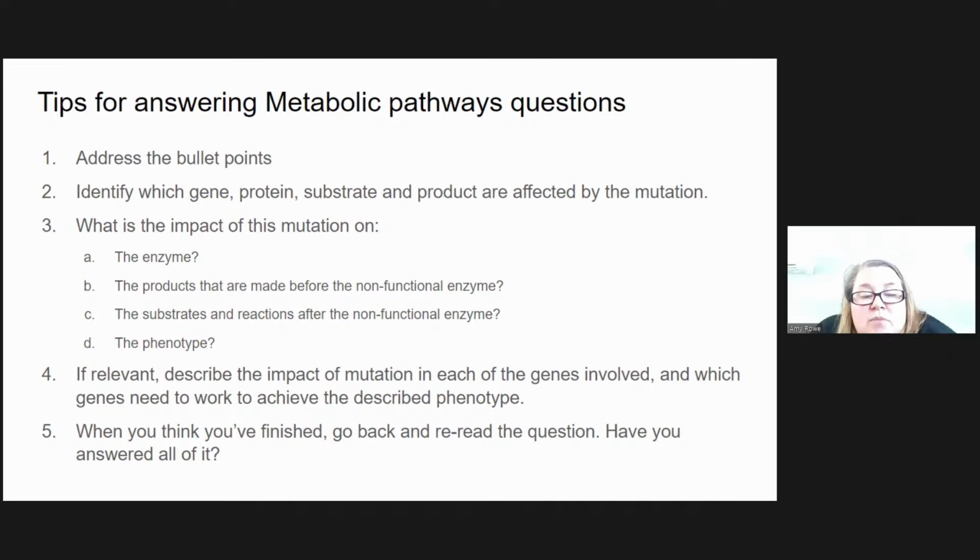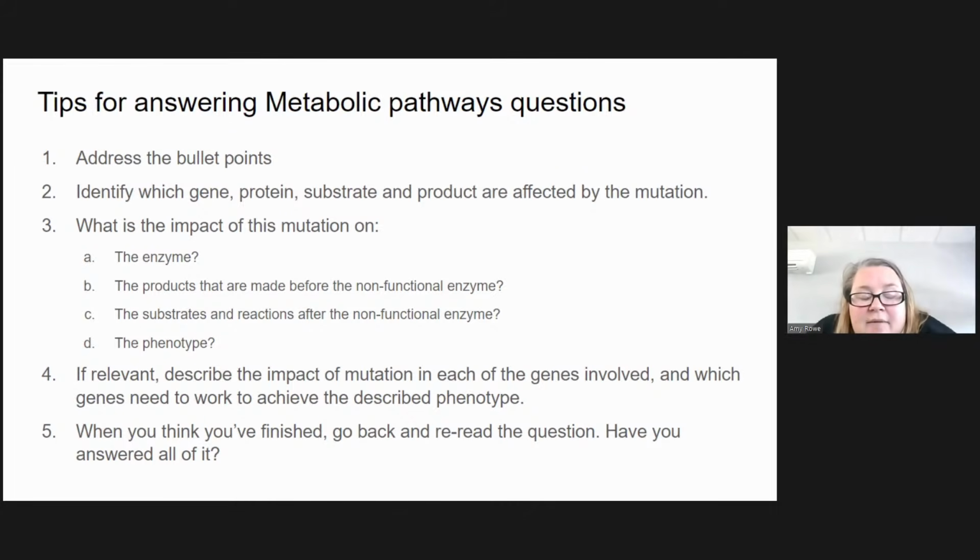If it's relevant, you might need to describe the impact of the mutation in each of the genes involved. So usually these sorts of questions will ask you about all of the possible different mutations that could occur to lead to a particular phenotype, just as our question did. It asked us about multiple mutations, all giving the colourless eye phenotype. So make sure you address all of the possible places that a mutation could occur and the impact that it would have on your organism. Which genes need to be working to achieve the described phenotype.